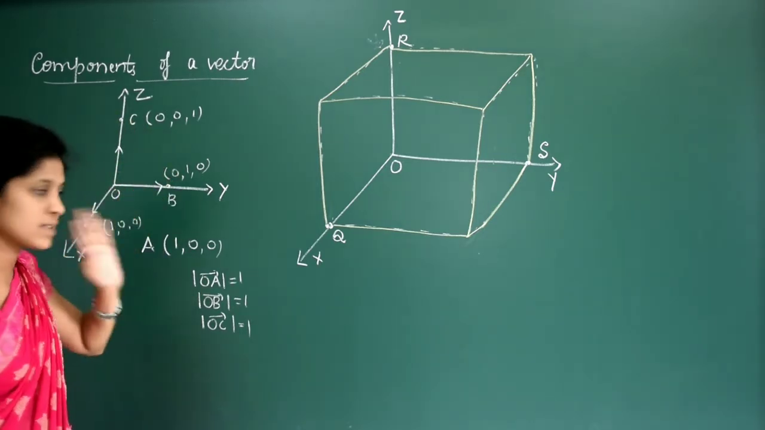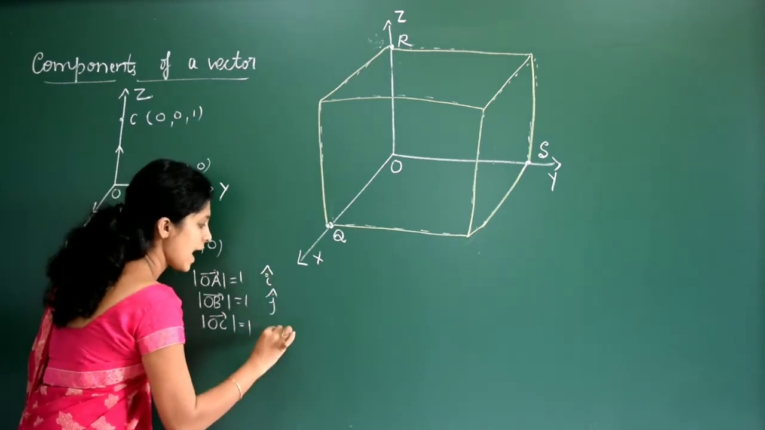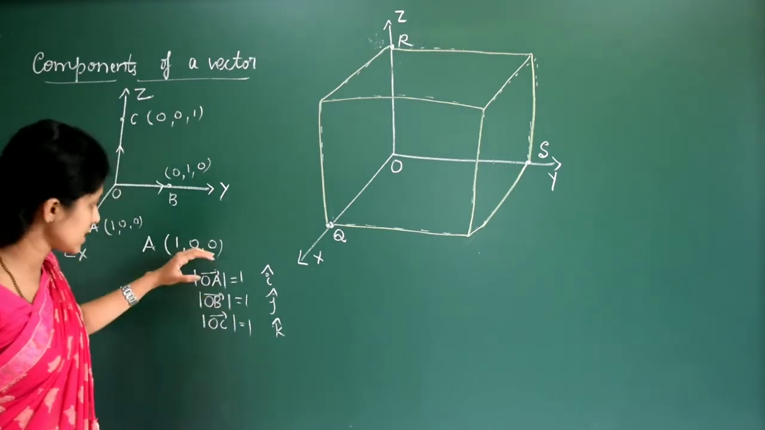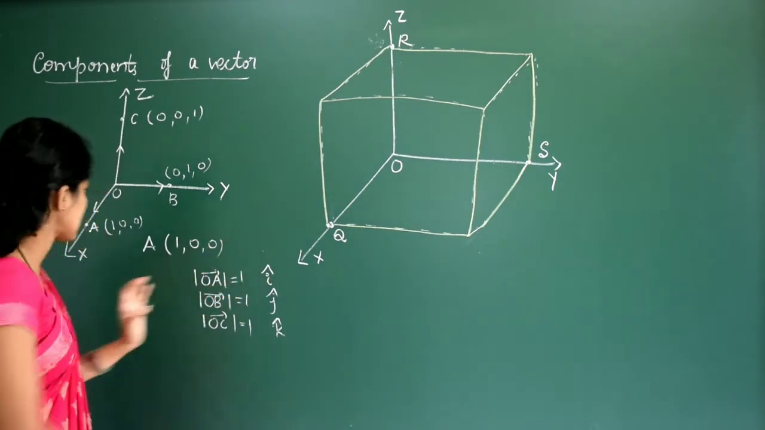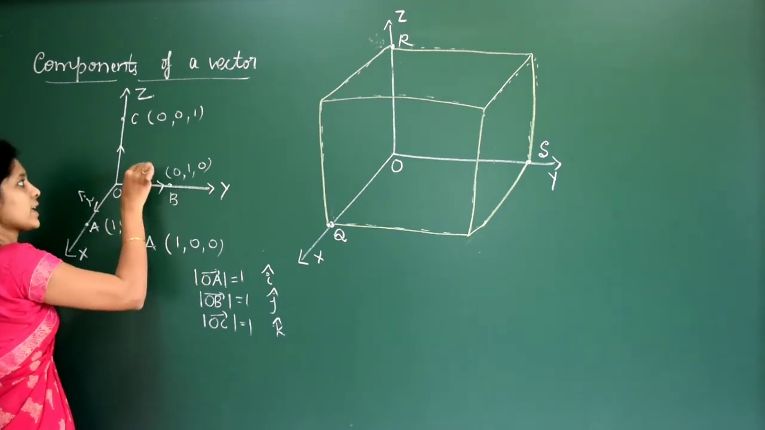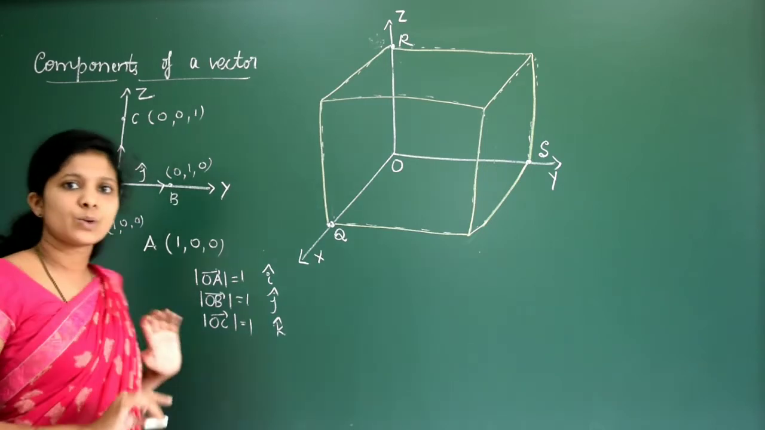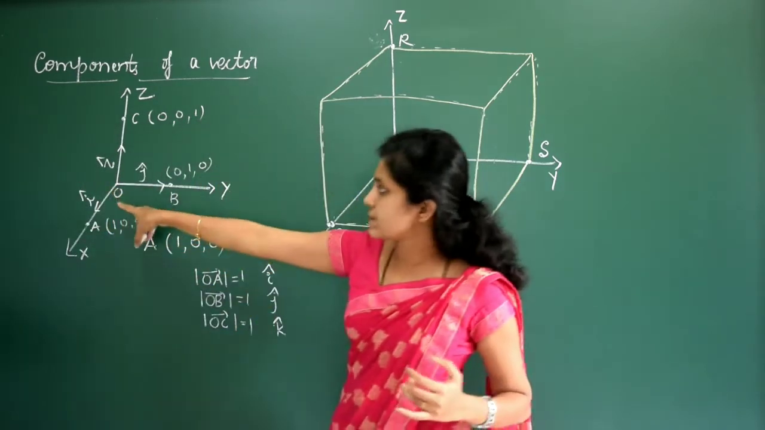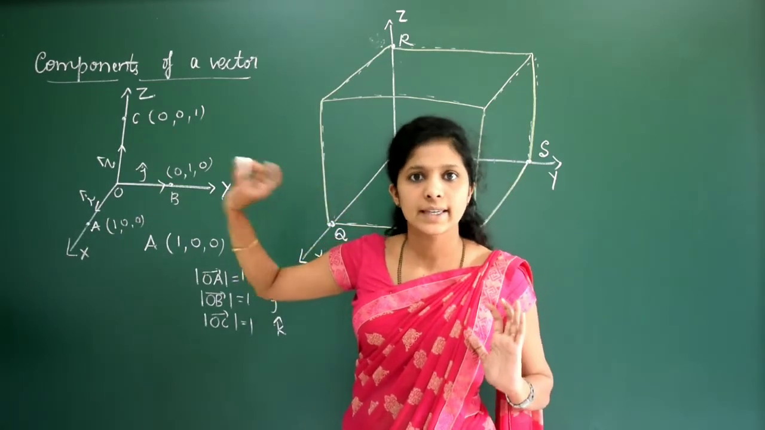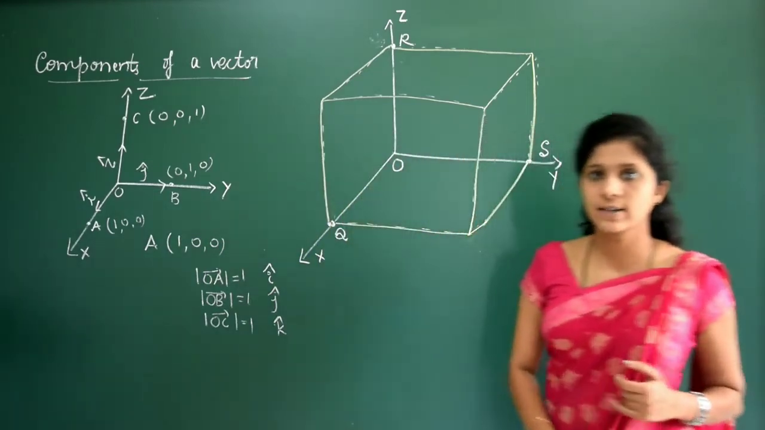These unit vectors are represented by i cap, j cap and k cap. This is important. Okay. The unit vector along the x-axis is represented by i cap, along the y-axis j cap and along the z-axis k cap. Just remember that x-axis is i, y-axis j and z-axis will be k cap. Okay. Now let us see this one.